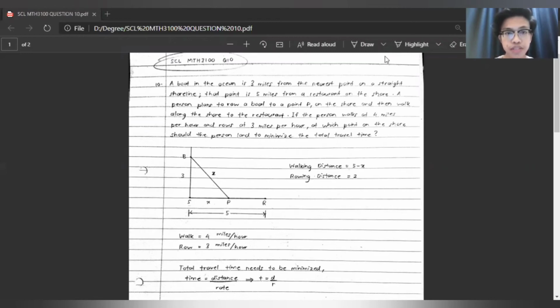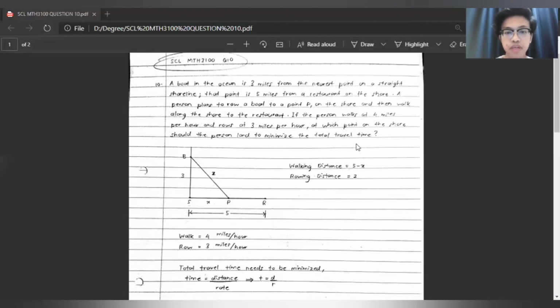Okay, today I'm going to explain question 10. So question 10 is, a boat in the ocean is 3 miles from the nearest point on a straight shoreline. That point is 5 miles from a restaurant on the shore. A person plans to row a boat to a point P on the shore and then walk along the shore to the restaurant. If the person walks at 4 miles per hour and rows at 3 miles per hour, at which point on the shore should the person land to minimize the total travel time?